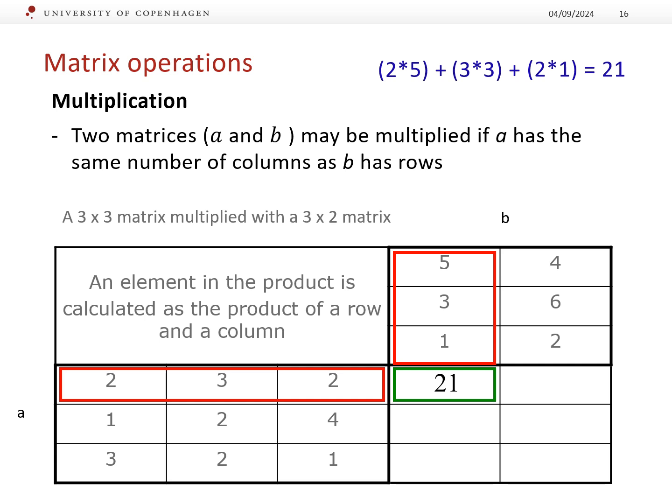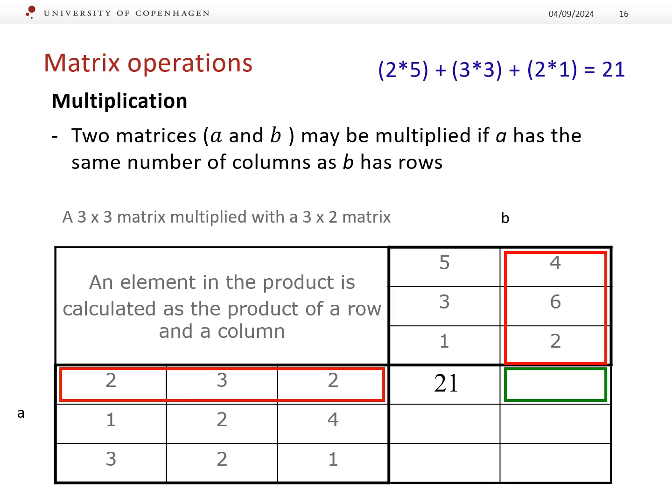So now we move on to position 1, 2, which is the second column of the first row up here. To do that, we stay on the first row of matrix A, and then we do the sum of the products with column 2 in matrix B, in the same way we did before. So that's going to be 2 times 4 plus 3 times 6 plus 2 times 2, which should give us 30.